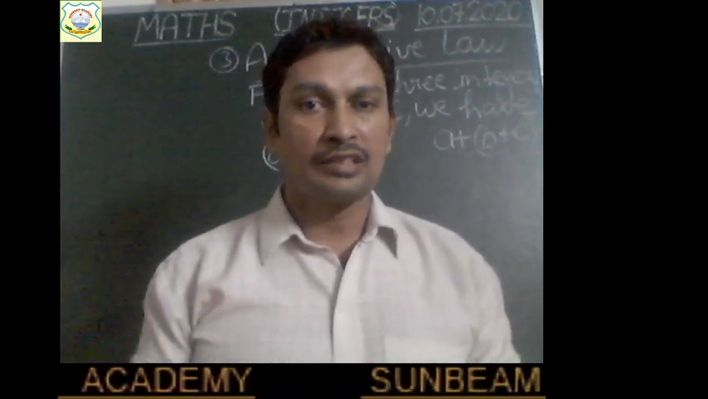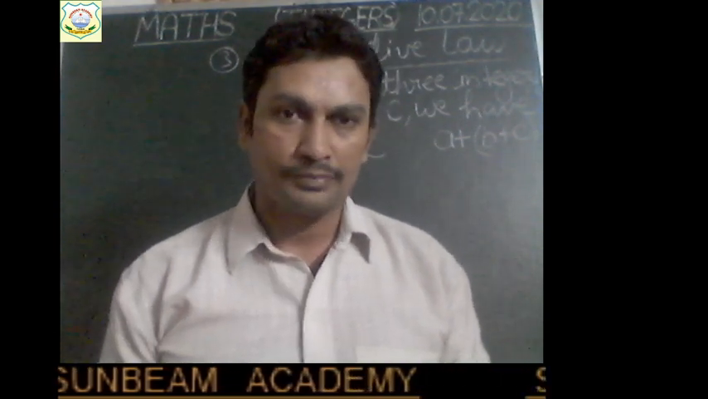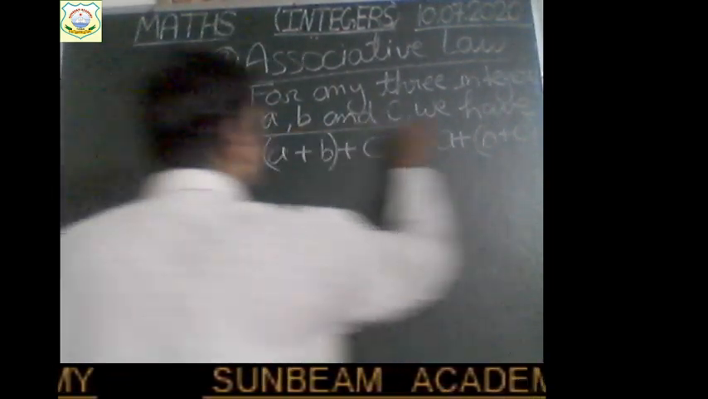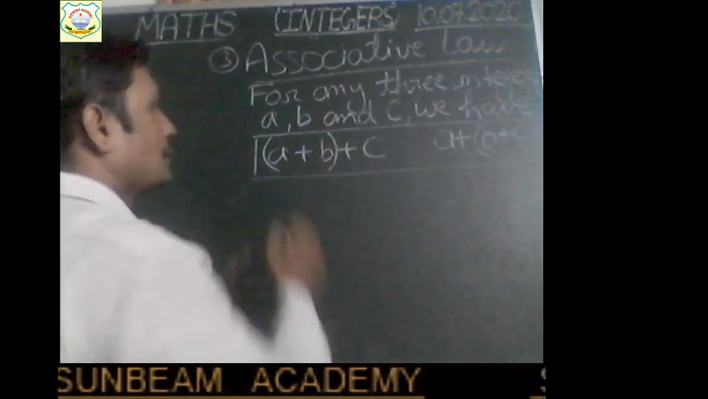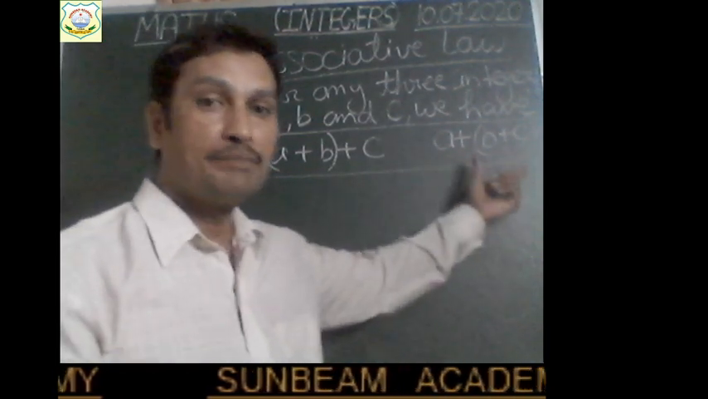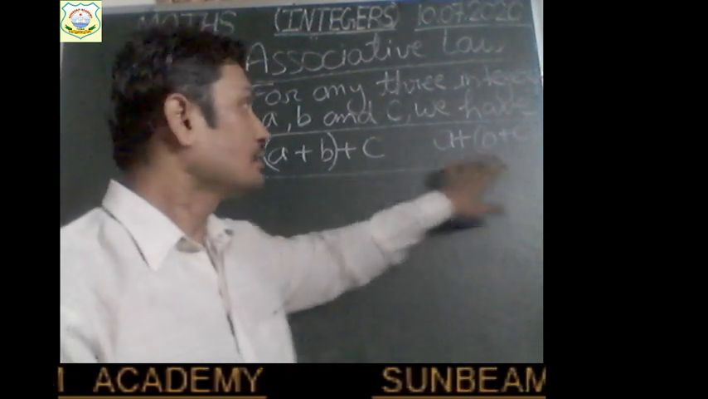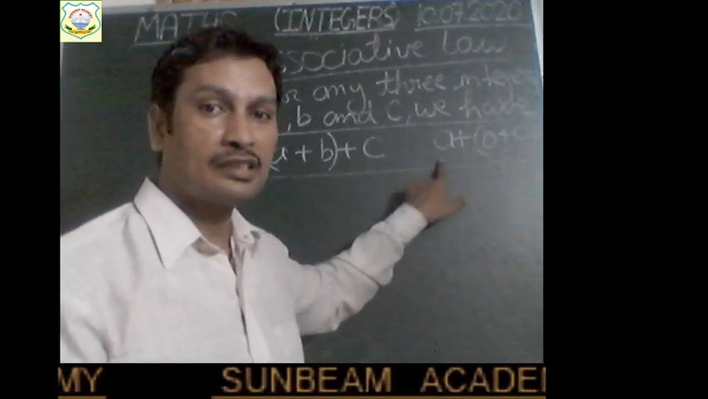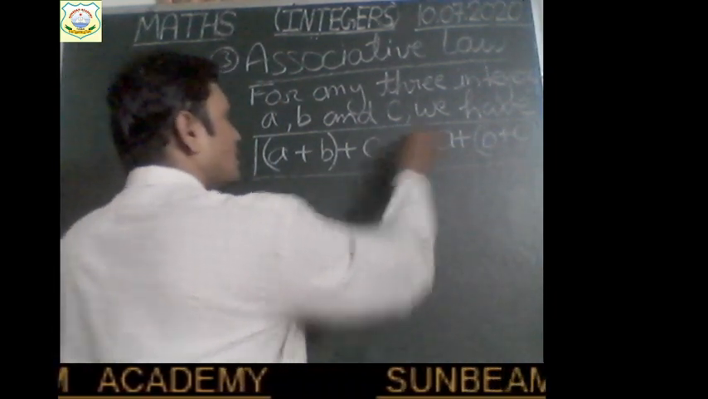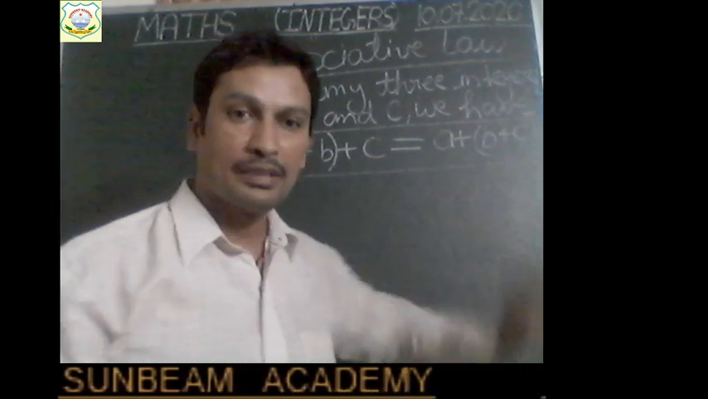Okay. So this is true for whole numbers also. It is true for integers also. Right, children? So you have to remember this. A plus B, then plus C, and here A plus B plus C. In this method, C is added at last. In this way, A, that is the first integer, is added at last. So in both cases, we will get the same result. So A plus B plus C will be equal to A plus B plus C.